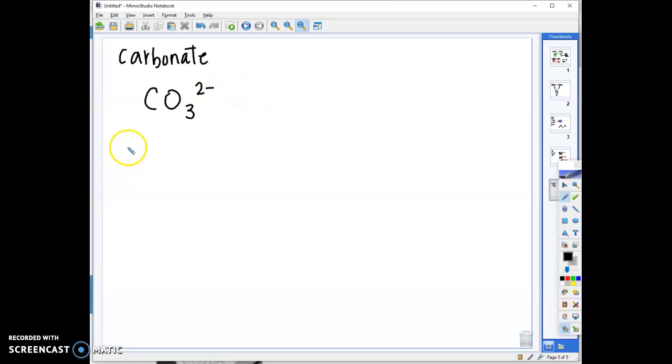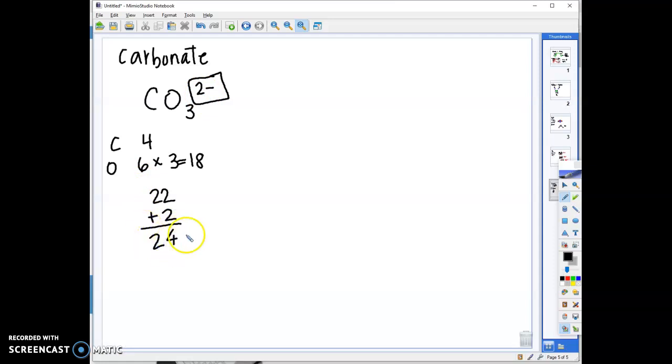I still start out the same way, by getting my number of valence electrons. Carbon has 4, oxygen has 6, but I have 3 of those. So I add those together, and I have 22. But what about this little charge that's right here? Since it is a negative charge, I know that it has gained electrons. And since it's a -2 charge, I know it has gained 2 electrons. So I'm going to add that to my total number and end up with 24 electrons.